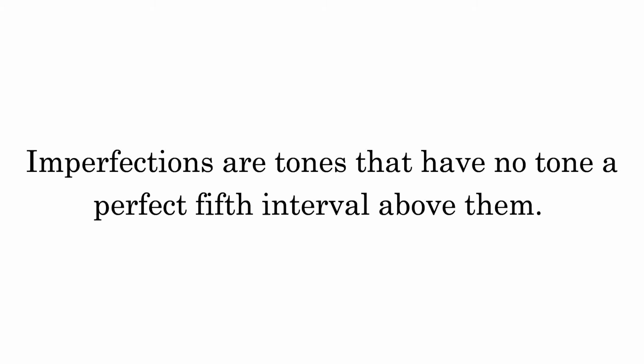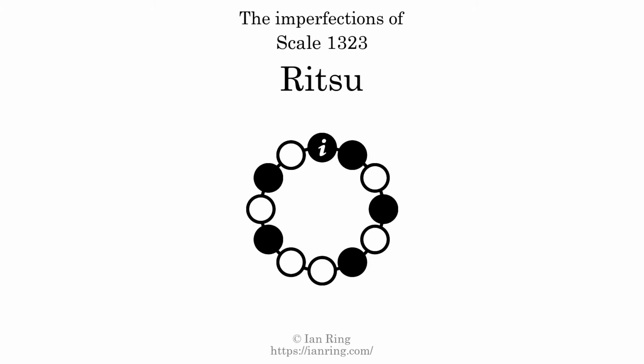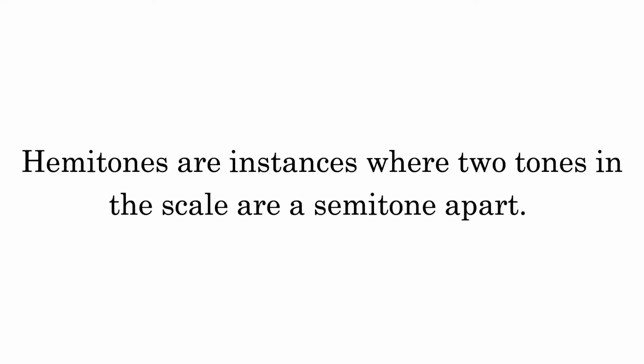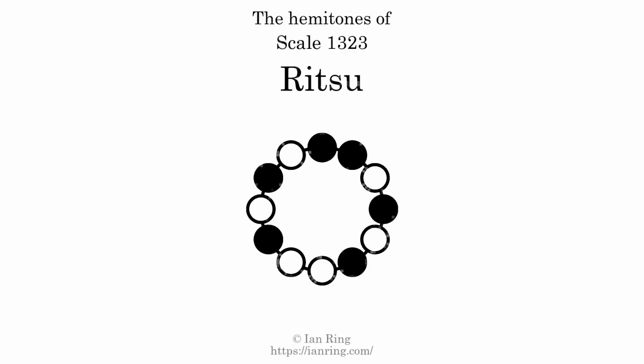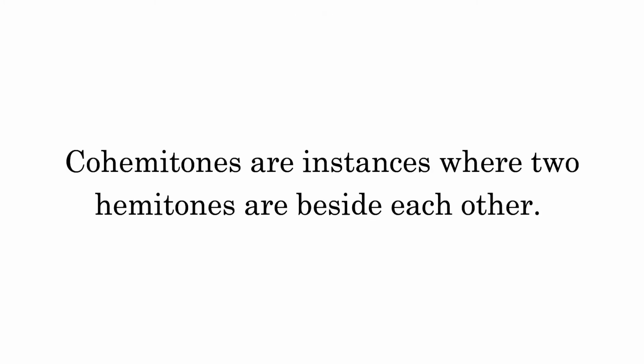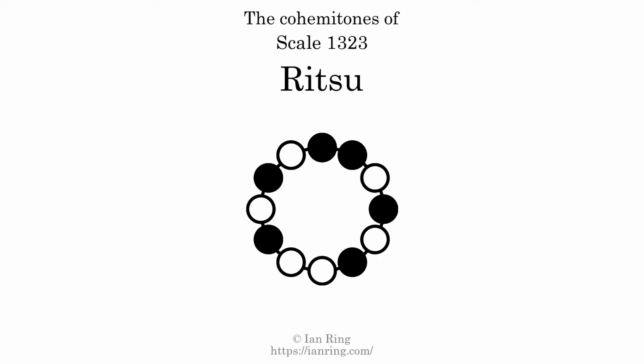Imperfections are tones that have no tone a perfect fifth interval above them. This scale has 1 imperfection. Here, hemitones are instances where 2 tones in the scale are a semitone apart. This scale has 1 hemitone. Here, cohemitones are instances where 2 hemitones are beside each other. This scale has no cohemitones.